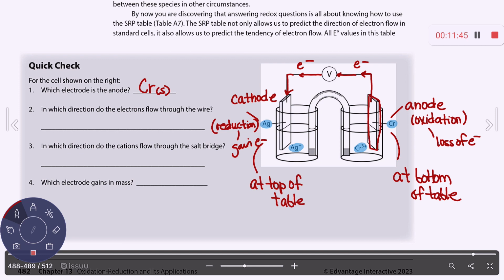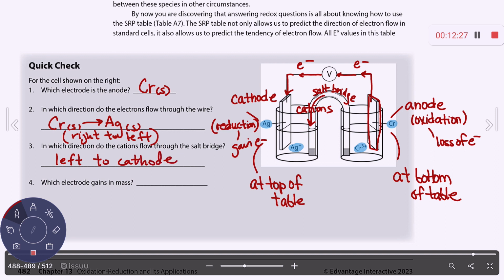Okay, and then in which direction do the electrons flow through the wire? Well, you could say they're flowing from right to left, or you could say that they're flowing from the chromium metal to the silver metal, which is just right to left. Okay. In which direction do the cations flow through the salt bridge? Okay, so cations flow towards what? The cathode. So in the salt bridge, this is the salt bridge right here. In this direction, you will have the cations flowing. So they're flowing to the left to the cathode.